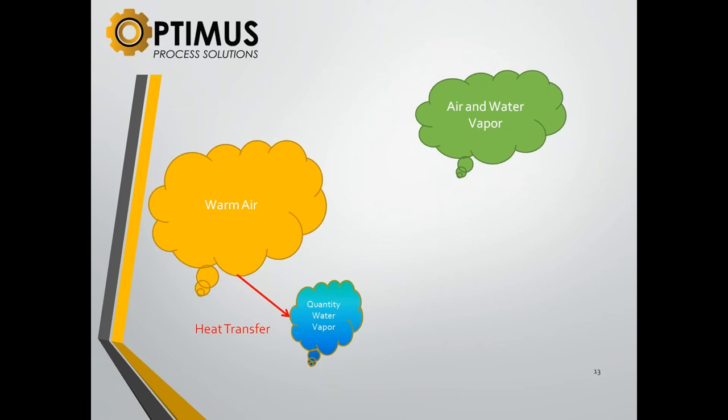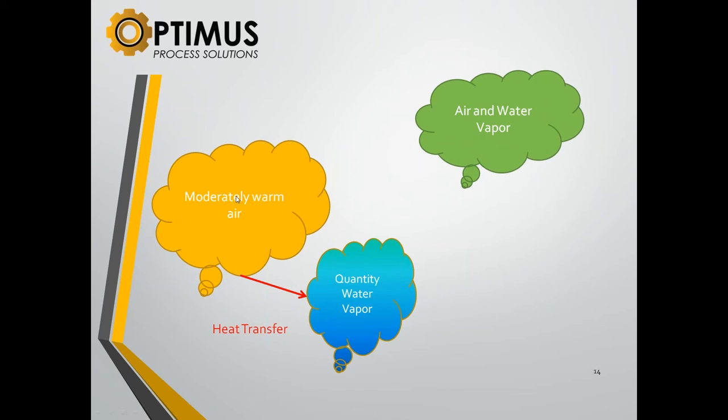Here, now we're specifically talking about a convective type dryer, where we're bringing warm air into a dryer, then we're going to heat and evaporate off the water vapor, and then they're going to leave. The green represents the air and water leaving in partnership with one another. So we have a dryer that has warm air in it. And if you heat that air a little more, then you get a little more water vapor, and you get a little bit more exhaust.